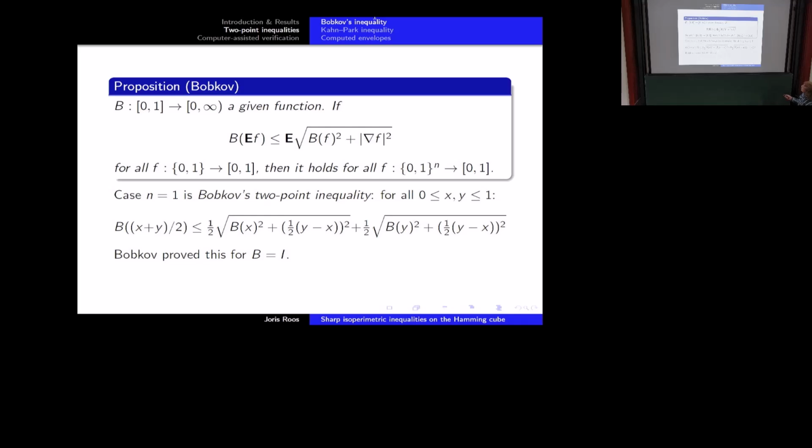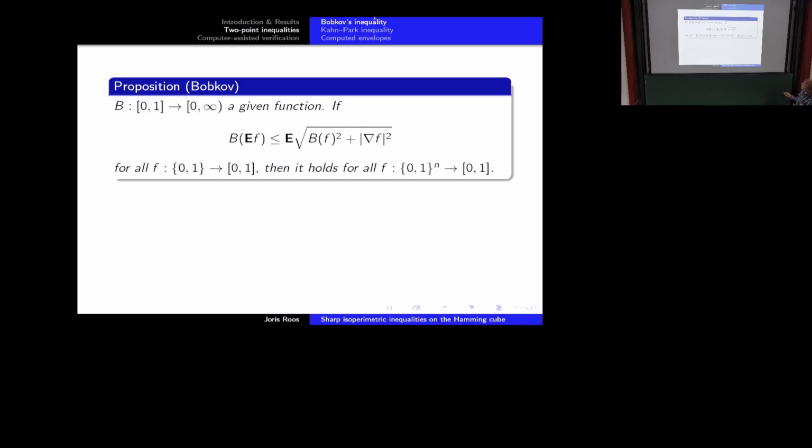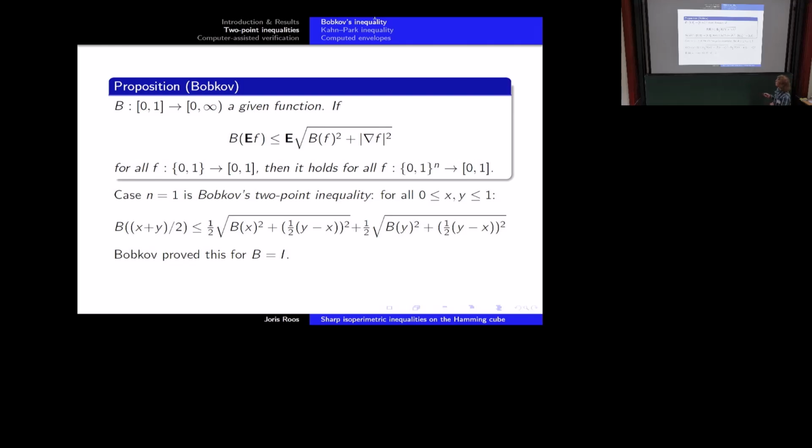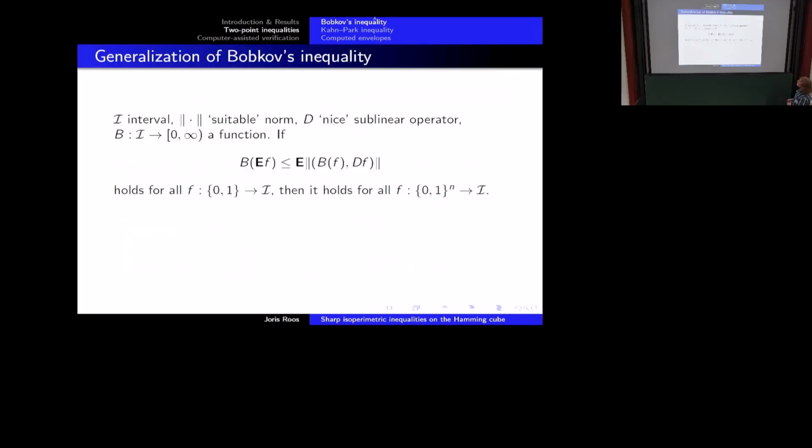Let's see how to deal with that. I said before that the remarkable thing about this inequality is that you really only need to check it for n equals 1, and then it automatically holds for all n by an inductive argument. So what is the case n equals 1? It's this horrible inequality. Now, I want to generalize this in 3 different ways. First, I'm going to replace the interval 0, 1 by any interval. That's important. And then I'm going to replace this 2 norm here by any norm. That's also important. And then I'm going to also replace this gradient by any sort of sublinear operator that's nice enough. That's also important.